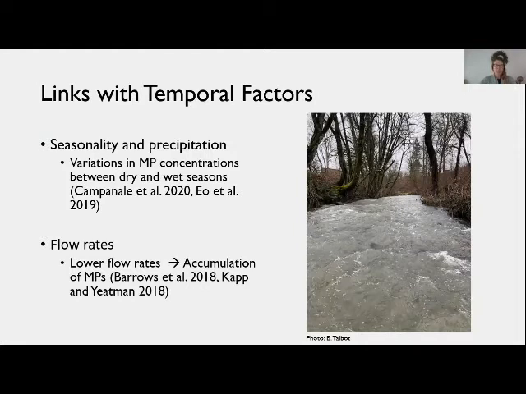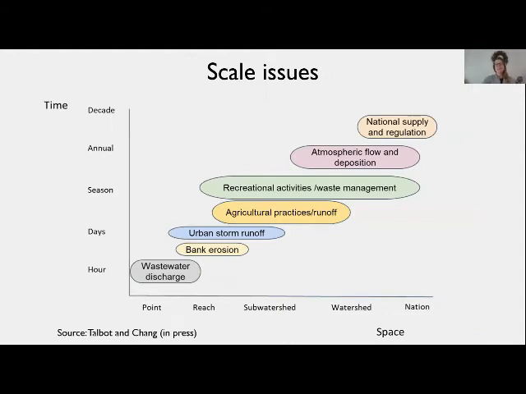Lower flow rates have also been found to lead to the accumulation of microplastic pieces, especially along riverbanks. Some research has found that there are fewer microplastics in the center of the river channels themselves. So microplastics can vary over space and time, and they are very heterogeneous within a given water body. So this figure just shows the processes affecting microplastics across a range of space and time scales.